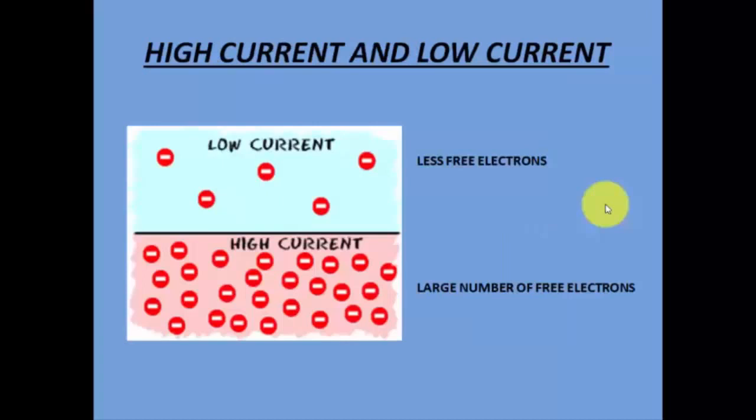Now we also talked about high voltage and low voltage, and high current and low current. What do we mean by high current and low current? Low current is when we have very few electrons flowing. If there are very few electrons flowing, then it will be a low current. Whereas if there are a large number of electrons flowing, like in this case, then we say that the amount of current flowing will be more. So it is very, very simple, right?